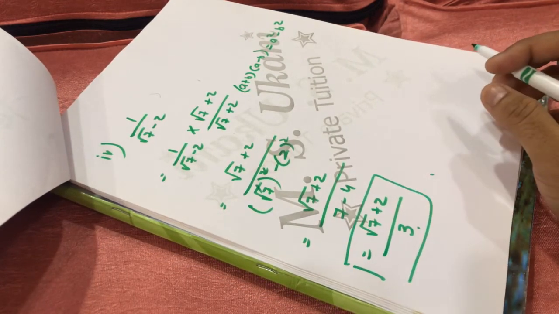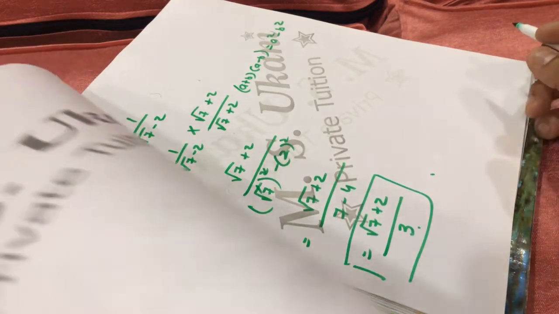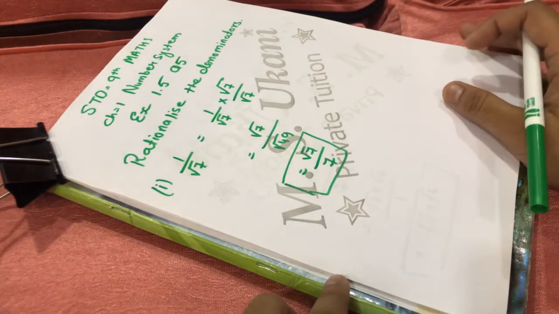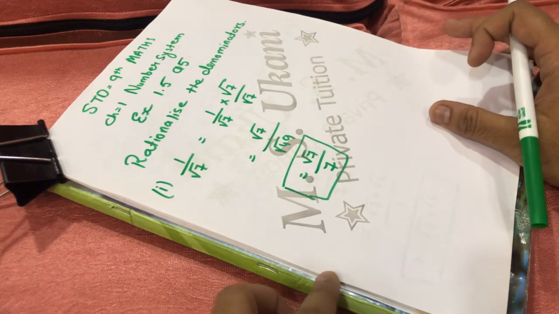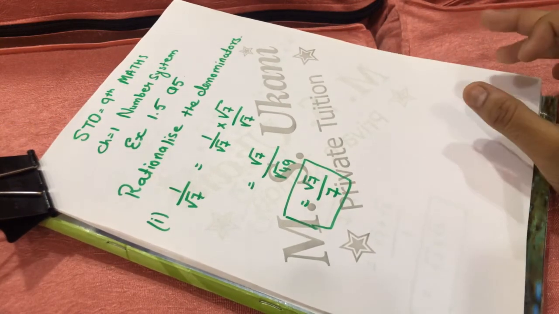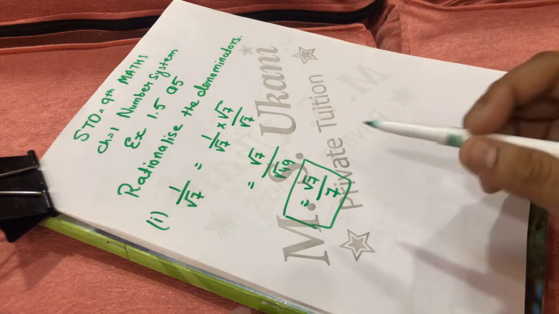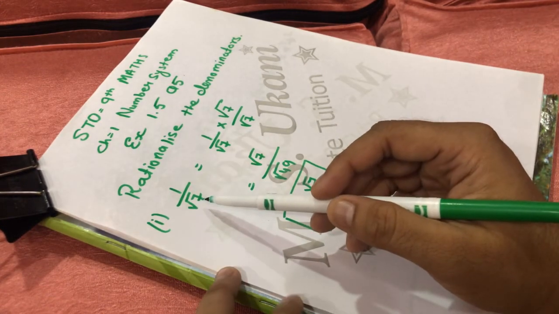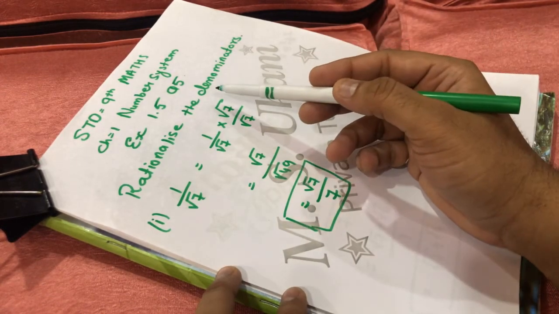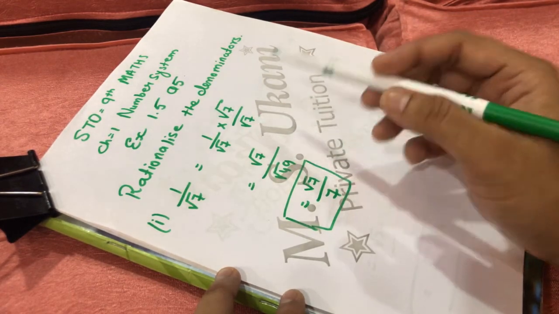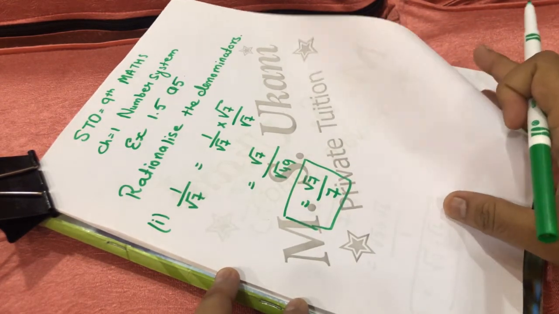So in this way we have calculated Question 5 of Exercise 1.5, rationalize the denominator. One thing you have to remember: whatever the denominator is, we have to multiply on the numerator side also and the denominator side with opposite sign.